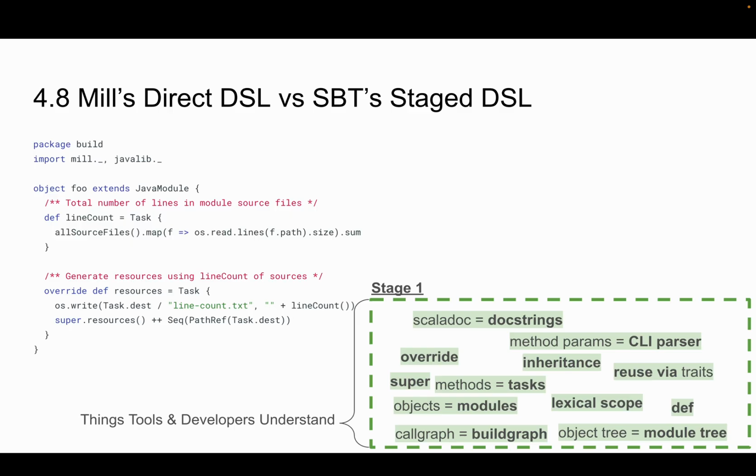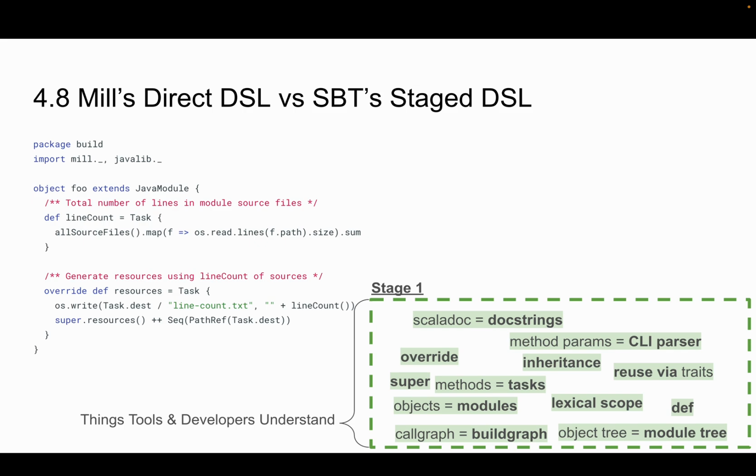Mill takes a different approach, where it works heaven and earth to squeeze everything into the bottom right corner of this diagram. So Mill's Scaladoc are your doc strings. You can't access doc strings at runtime normally, right? So that's very hard to get. So Mill has a compiler plugin that will parse the Scala source file, grab the doc string, and put it in a Java annotation for you to use at runtime.